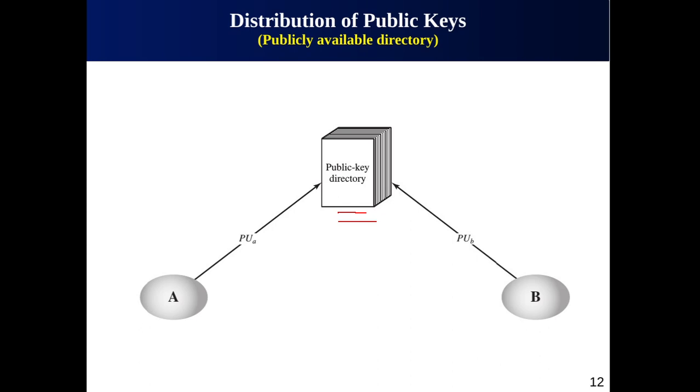And the second requirement is that each participant will have to register a public key with that public key directory. For example, the public key of A is PUA and the public key of B is PUB. Both these parties will register these public keys with the public key directory, and for that registration they need to trust this third party.